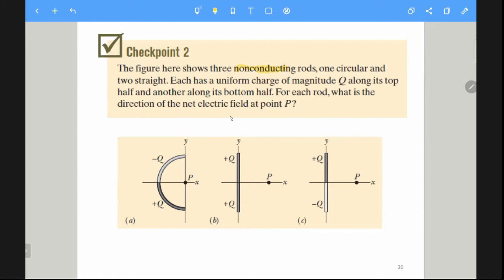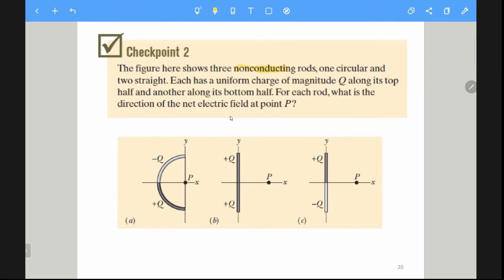If it is a conducting rod, then you have to consider that the charge may move somewhere else. And usually for a sphere, the charge should always distribute on the surface rather than inside. But for a non-conducting sphere, something like that, the charge may be in a non-uniform distribution.